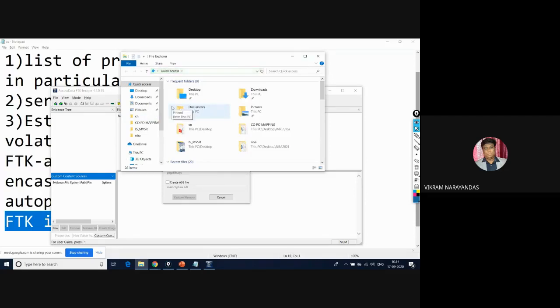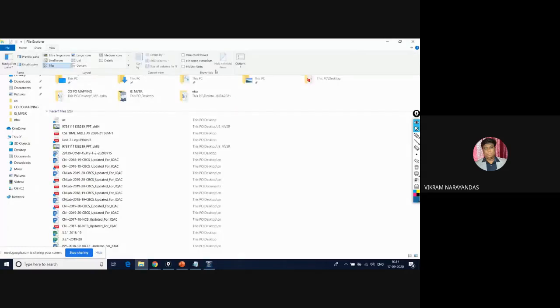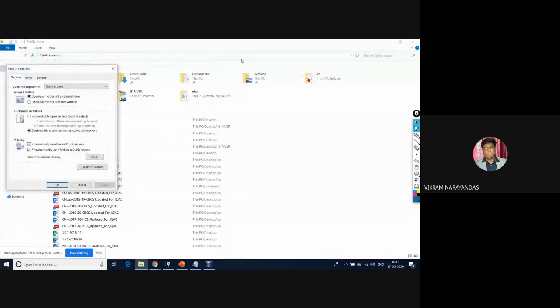Yes. In File Explorer, what you want to do is go to your options. I will not show you my C drive. Okay, so you can go to View. You can have the options here. In the View tab, you can click on Options. You can click on show folders.